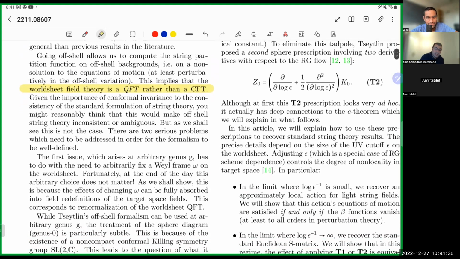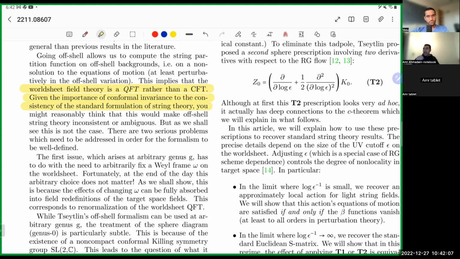Given the importance of conformal invariance to the consistency of the standard formulation of string theory, you might think that going off shell is going to introduce ambiguities, right? Call them off shell data, and you're going to say, okay, well, then this is not going to work, or the action is inconsistent.